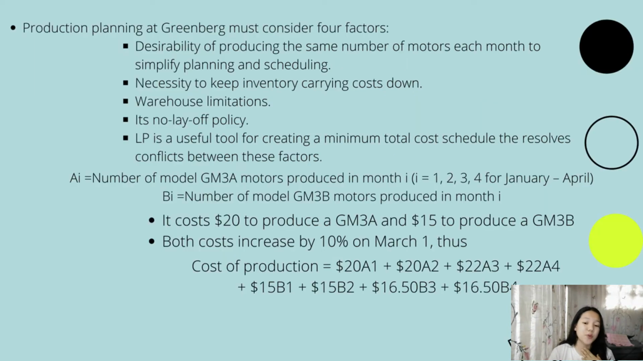Here, we have to calculate for the cost of production. So unahin muna natin yung production. Of course, yung production should consider these following factors. The desirability of producing the same number of motors each month to simplify the planning and the scheduling. Second one is the necessity to keep inventory carrying costs down, and the warehouse limitations. It's a no layoff policy, and linear programming is a useful tool for creating a minimum total cost schedule that resolves conflicts between the factors.